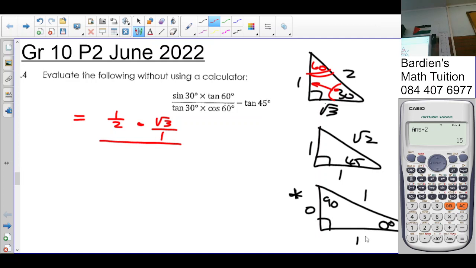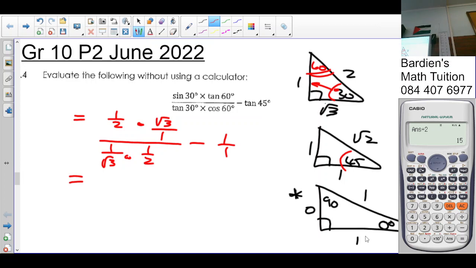So we divide by tan of 30, which is opposite over adjacent, so is 1 over root 3, times cos of 60. There's your 60 degrees, adjacent over hypotenuse, which is a half, minus tan 45. Tan is root 2 over root 2, or 1 over 1. Okay, that's your opposite and your adjacent.